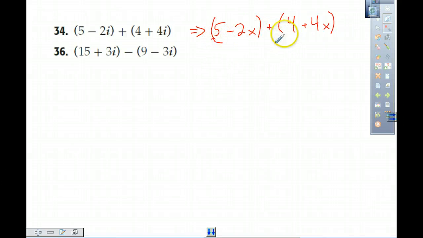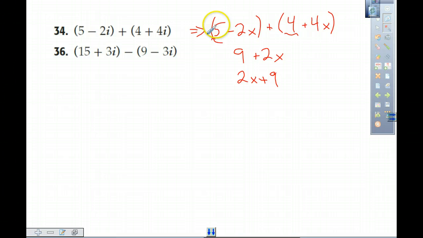So the 5 and the 4, you get 9. The negative 2x and the positive 4x, you get plus 2x. And that'd be it. You might change it around, say it's 2x plus 4. It's going to be the exact same thing in there. Just treat it like a variable. There's kind of a different meaning behind it, but the process is the same.